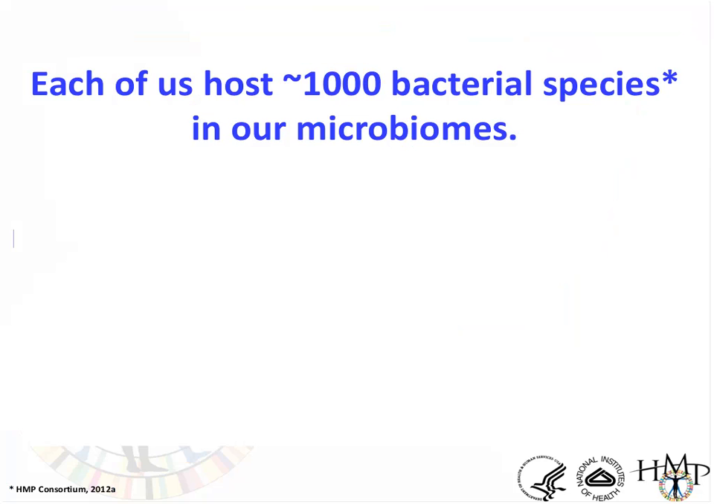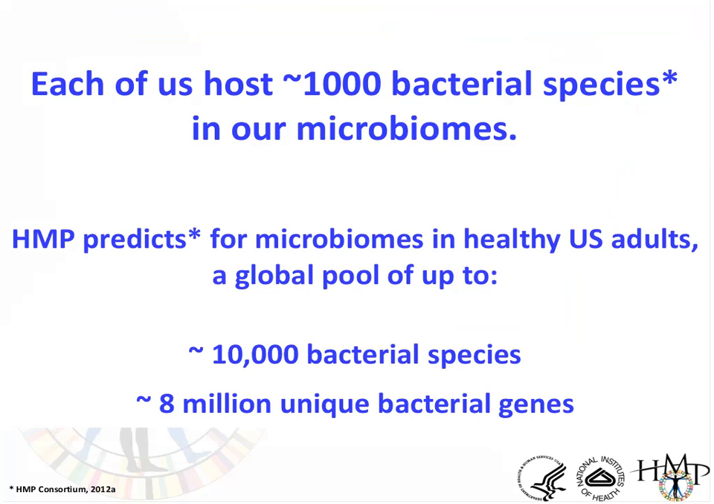So I'm not going to go through all the results that came out of this first phase, but I do want to call out one issue that led to our discussion about a phase 2. One thing that came out of the study of those healthy cohorts was that each of us are host to about 1,000 bacterial species in our genomes, but that in fact the HMP predicted that for microbiomes in healthy U.S. adults, there may be a global pool of upwards of 10,000 bacterial species and upwards of about 8 million unique bacterial genes, just the bacteria. Remember, when we talk about the microbiome, we're referring to viruses, fungi, phage, bacteria, archaea, but in this case, we're just zeroing in on the bacteria.